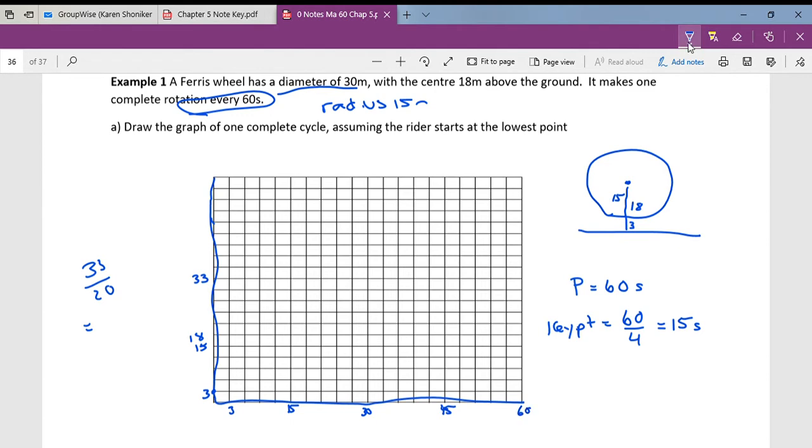So our first key point is down here, and then what's going to happen? Well, you're going from here, and then your next key point is going to be here when you're at the center. And so we are going to go up to 18. So at 15 seconds, you're going to go up to 18. And then at 30 seconds, you're going to go up to 33. And then at 45 seconds, you're going to go back down to 18. And then at 60 seconds, you're going to go back down to 3. And we're going to get this sinusoidal function.